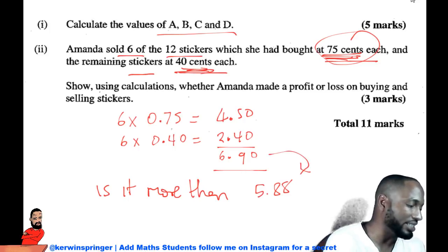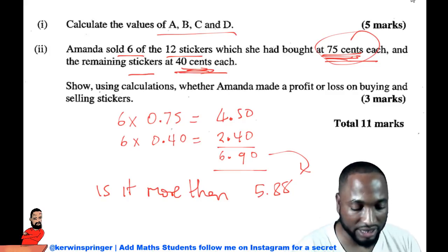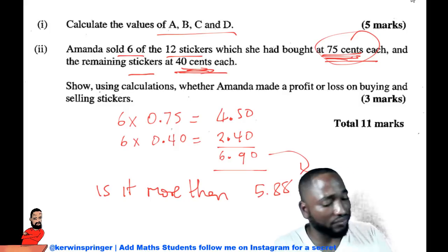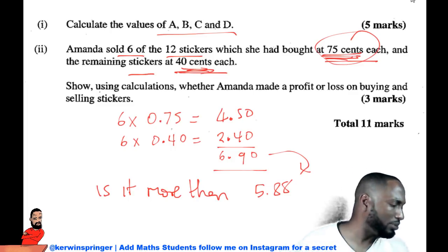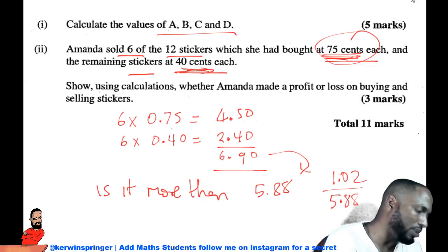Now, they didn't really ask you to see how much your profit was, but that's what they usually ask in this kind of question. Let's go on to the next one. 1.2% profit. That's not correct. If they ask you about percent, you need to put the profit over the cost price and multiply by 100. This will give you the percentage profit.